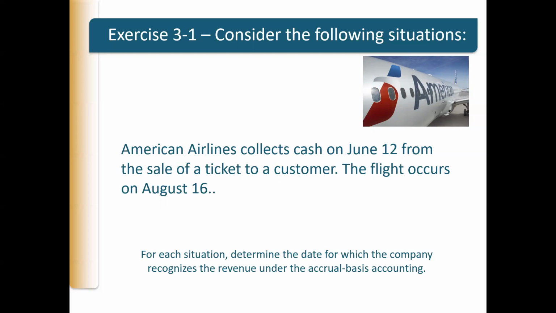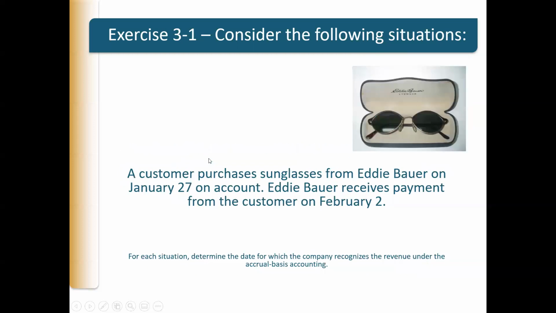I'm seeing August 16th, and you're right on. Why? Because that is when the revenue, actually the service, was provided. On June 12th, the cash was received, which would have been a debit to cash, a credit to deferred revenue. And then on August 16th, since the service was provided, that's when the revenue would be recognized.